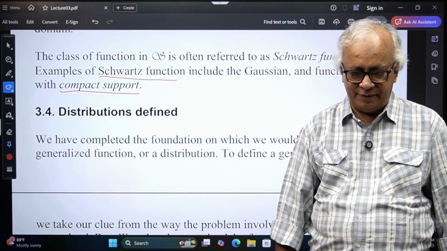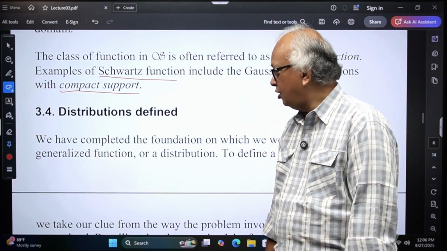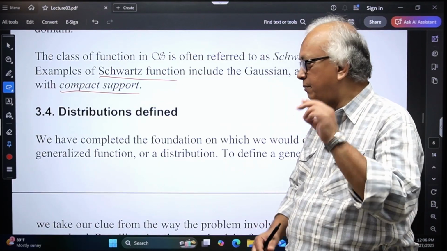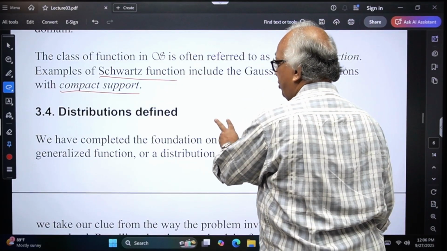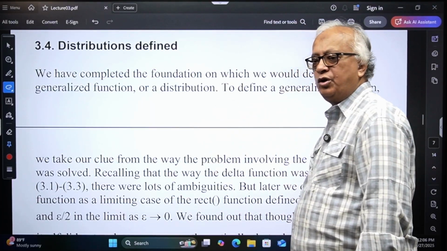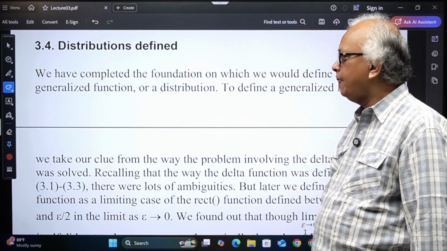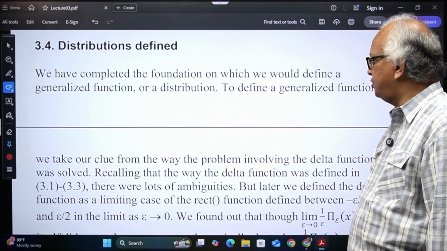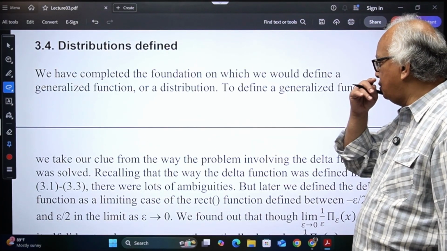Okay, welcome back. Big topic. Distributions তো আমরা দেখলাম, distributions এর foundationটা কি এটা আমরা দেখলাম. Now, we are going to define a distribution. Okay? We have completed the foundation on which we would define a generalized function or a distribution.